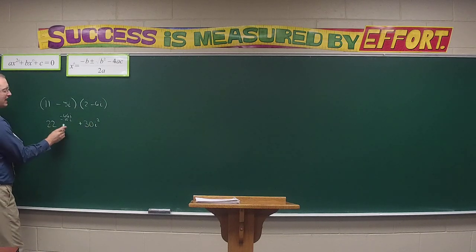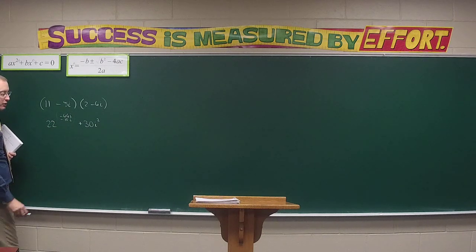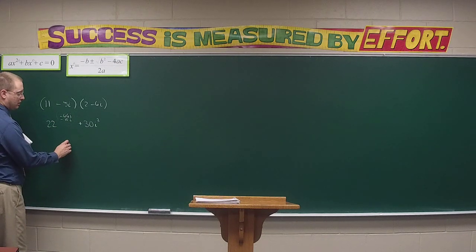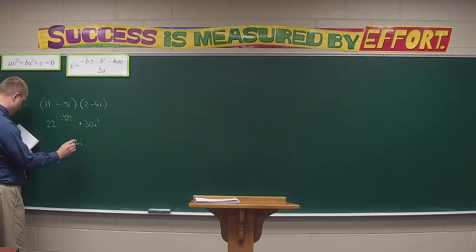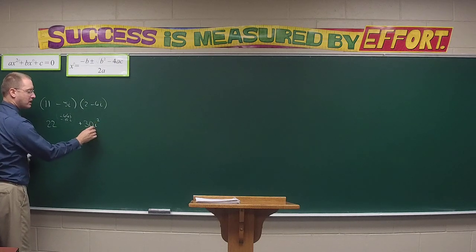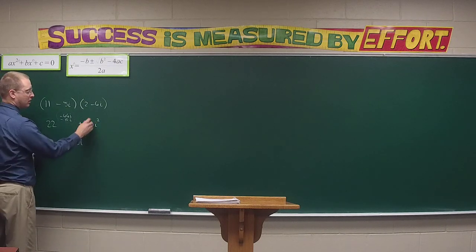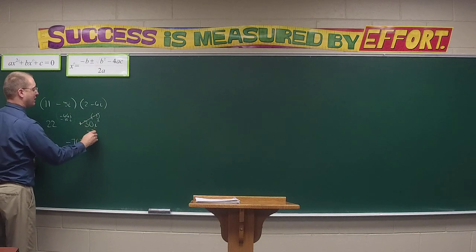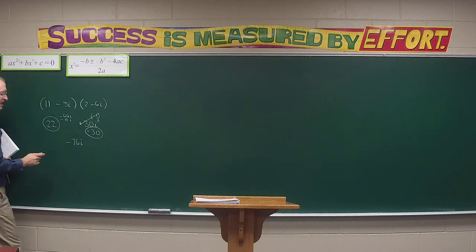All right, so the negative 66i and negative 10i should have combined to give you negative 76i. There we go. And then the i squared becomes negative 1, which makes this whole thing negative 30. So when I combine the 22 with the negative 30, negative 8, right? Just 22, positive 22, negative 30, negative 8. So this should have been our answer there.